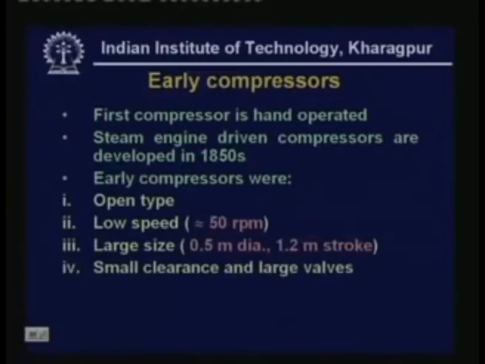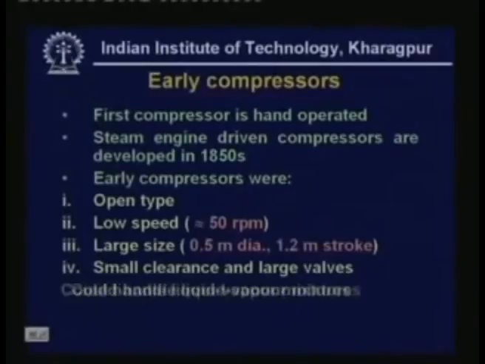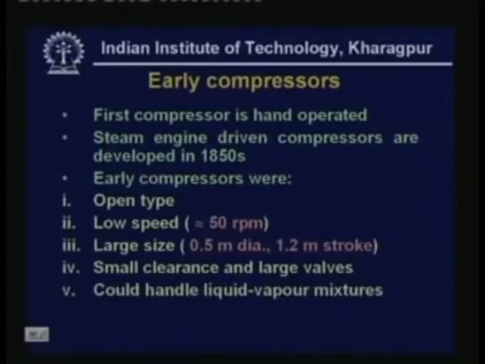And since the speed is low and the size is large, typically they used to have small clearance. What will be the effect of this clearance, we will discuss when we discuss the performance of reciprocating compressors. But for the time being, let me say that the early compressors used to have small clearance, and they also used to have large valves. As a result of this low speed and large valves, they were able to handle a mixture of liquid and vapor. So early compressors were handling refrigerant liquid plus vapor mixtures.